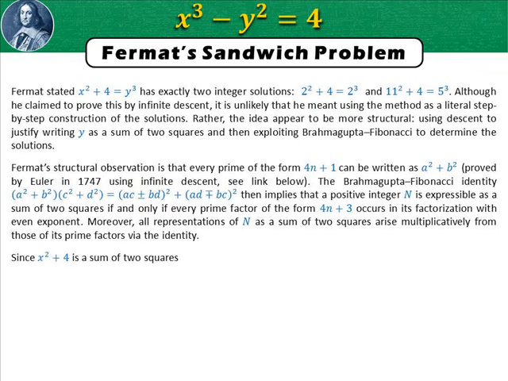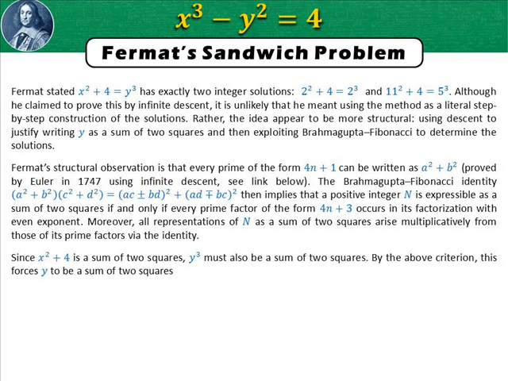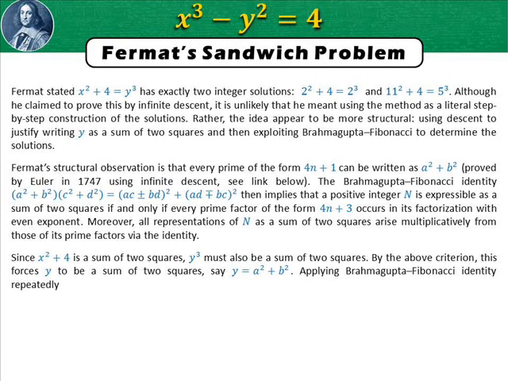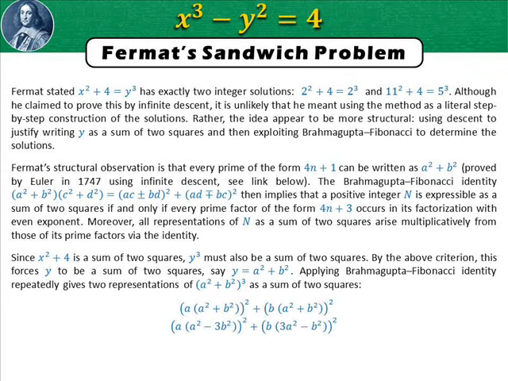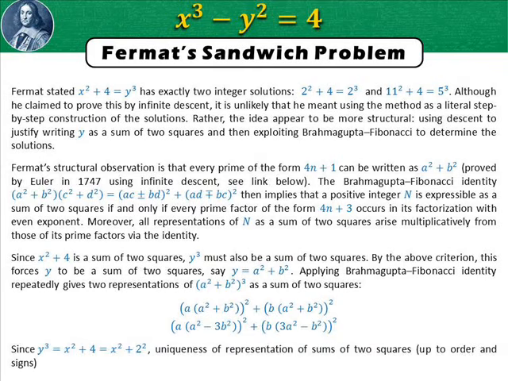Since x squared plus 4 is a sum of two squares, y cubed must also be a sum of two squares. By the above criterion, this forces y to be a sum of two squares, say y equals a squared plus b squared. Applying the Brahmagupta-Fibonacci identity repeatedly gives two representations of y cubed as a sum of two squares. Since y cubed equals x squared plus 2 squared, uniqueness of representation as a sum of two squares, up to order and signs, implies that one of the two components must equal 2.